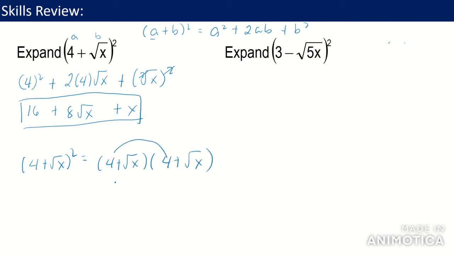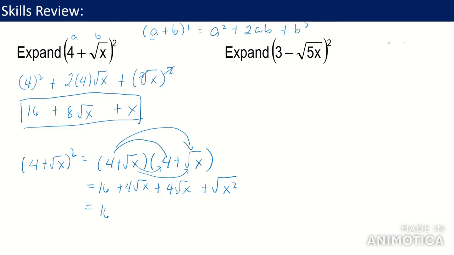It's 4 times 4, which is equal to 16. You have 4 times square root of x, which is 4 square root of x. Plus here we have 4 square root of x, and square root of x times square root of x is equal to square root of x squared. When we multiply radicals, we copy the common radical sign, then perform the product law on the radicands. X times x is equal to x squared. Then we have now 16.